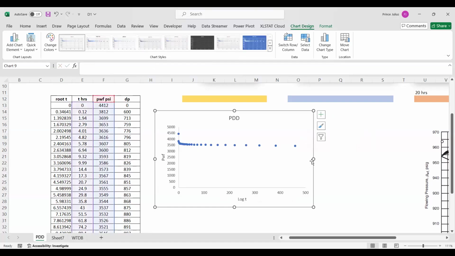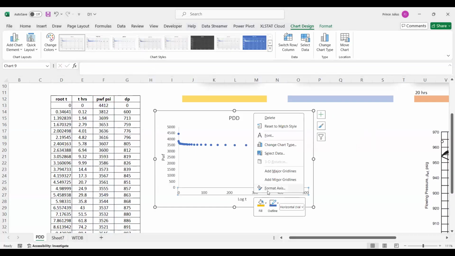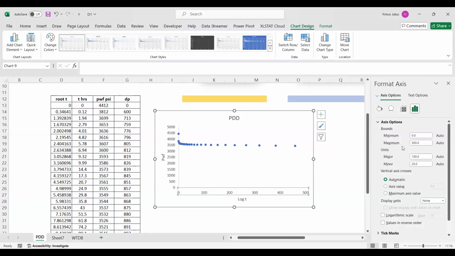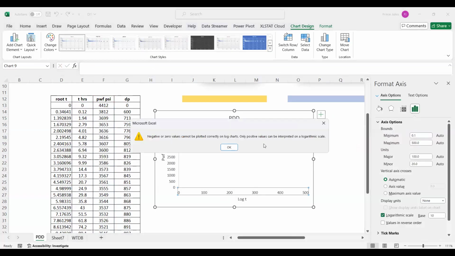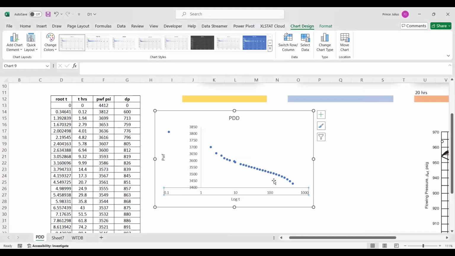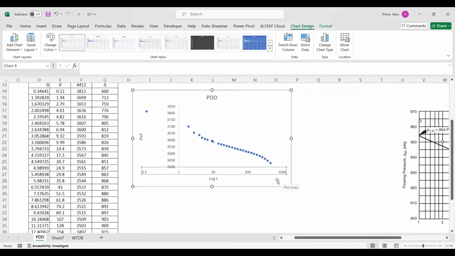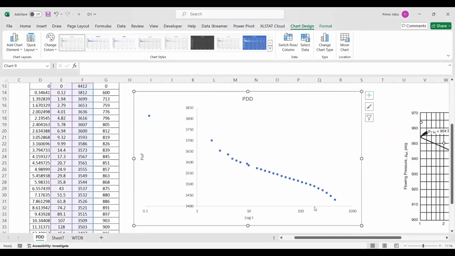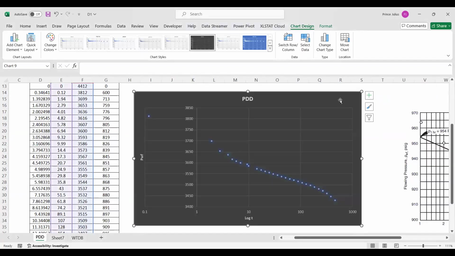So let us try to change this to log T. I will go to Format Axis, go down, and you will have axis options here. Click on logarithmic scale. It will ask whether you want to go for it. Just click OK. You can see how the trend of your graph has immediately changed.